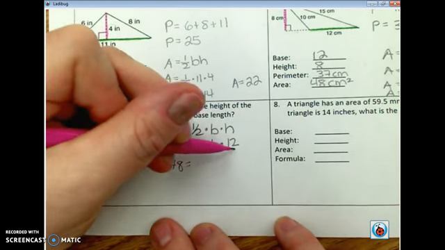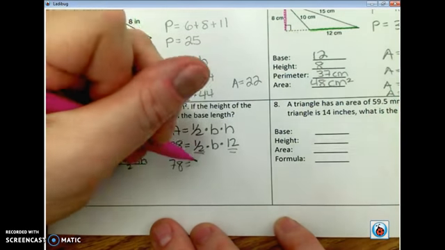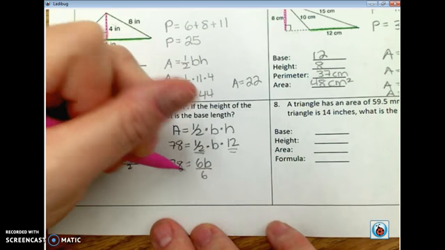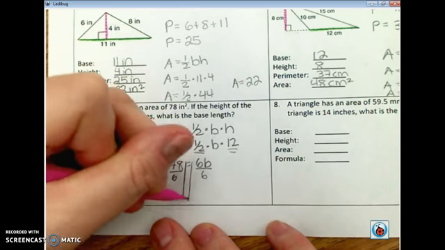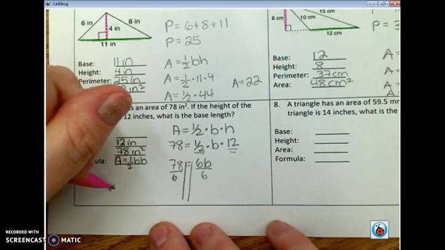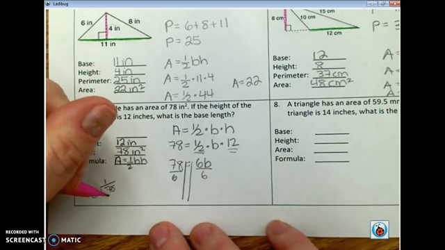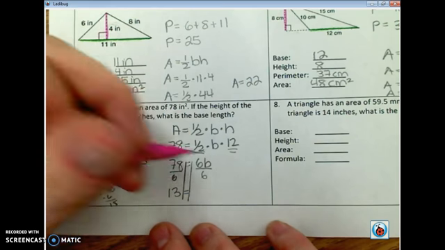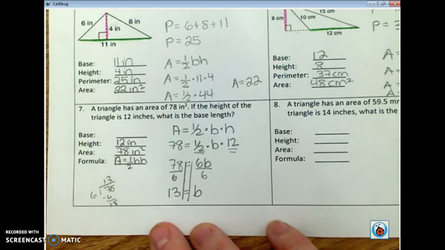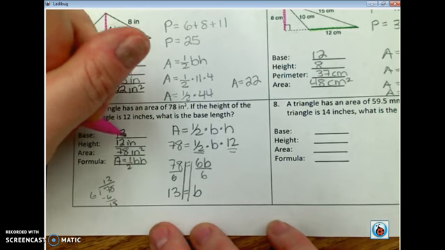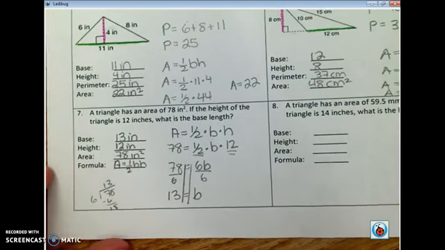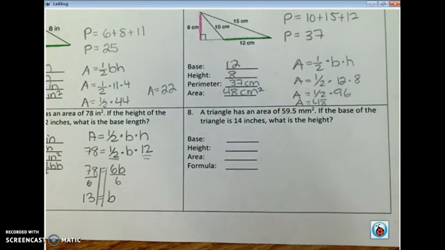78, well, let's go. What's half of 12? 1/2 times 12 is 6. Now I need to solve for B, so I'm going to divide both sides by 6. I could use my calculator here, but I'm not, so that's 13. So 13 is B. So that means that my base is 13 inches. Now it's your turn to try number 8. Pause the video and press play when you're ready to check your answer.